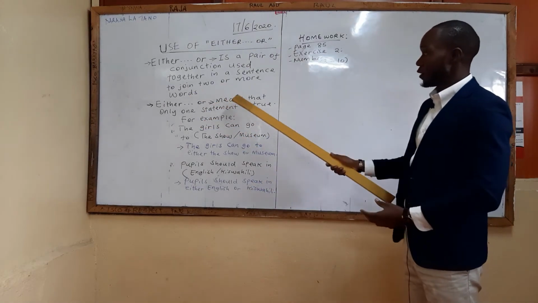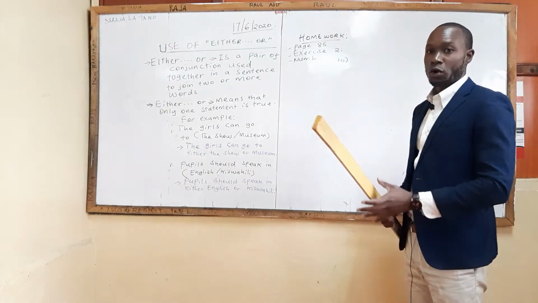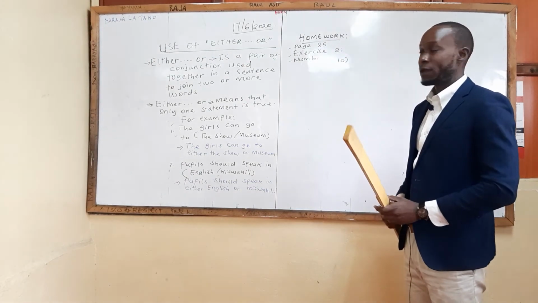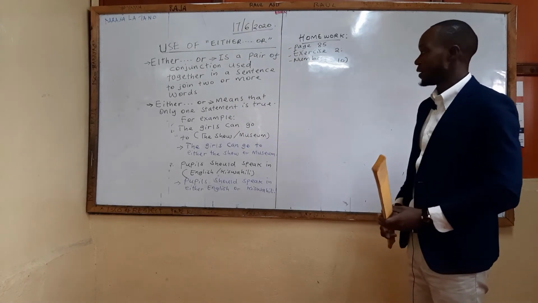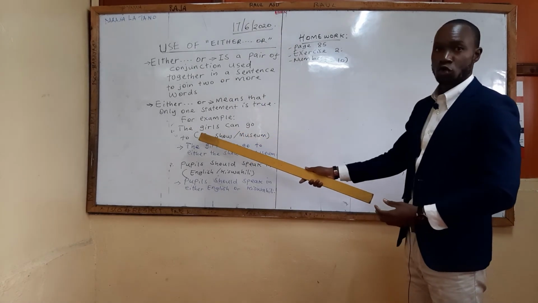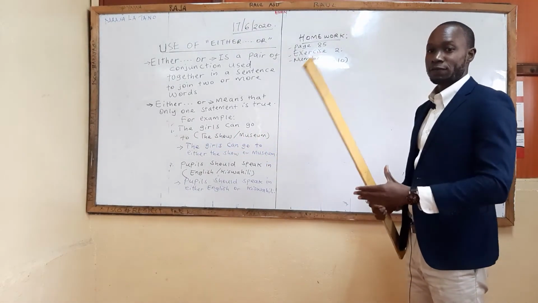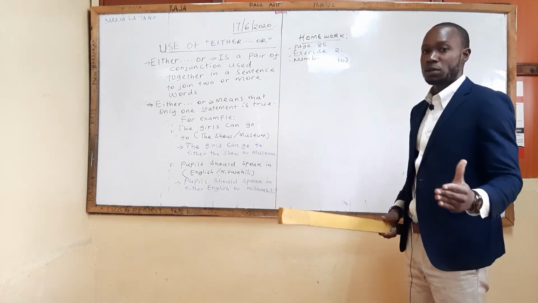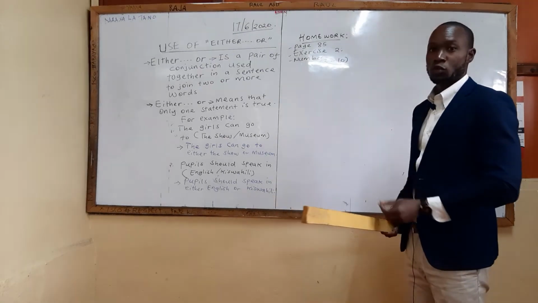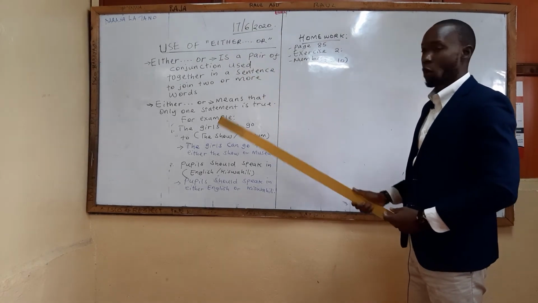So either or simply means that only one statement is true. Of the two things, only one of them is true. Like the examples that we have given here, the girls can go to either the show or the museum. That means if they choose to go to the show, they'll not go to the museum. Or if they go to the museum, they will not go to the show. Only one is true. That is the use of either or.